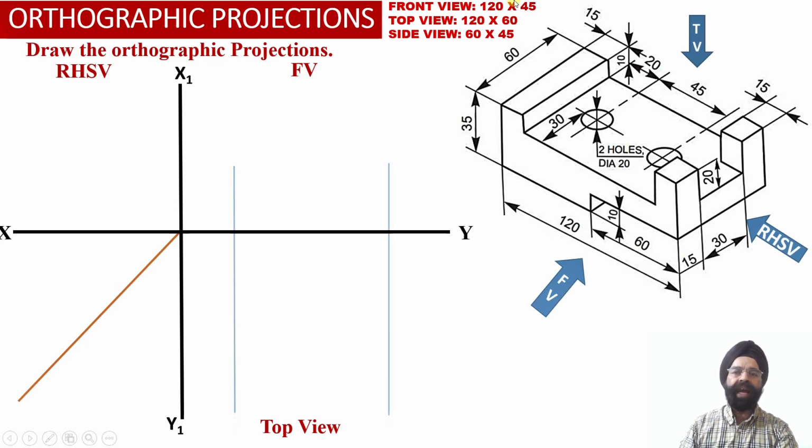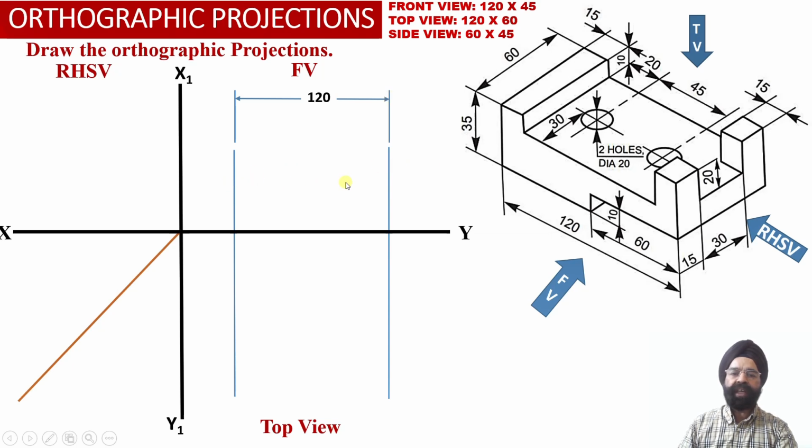Now we know that in the front view face, the dimensions will be 120 millimeter, which is the width of the solid, and 45 millimeter, which is the height of the solid. We have drawn two vertical projector lines at a distance of 120 millimeter, which is equal to the width of the solid.